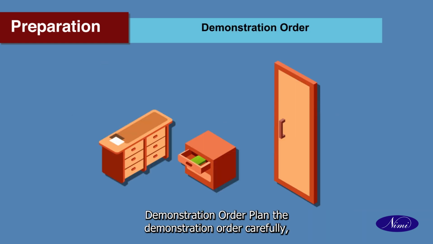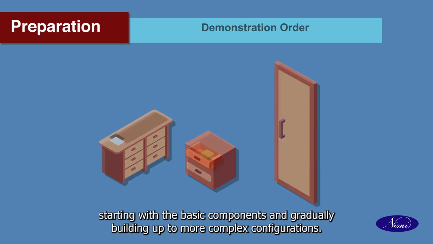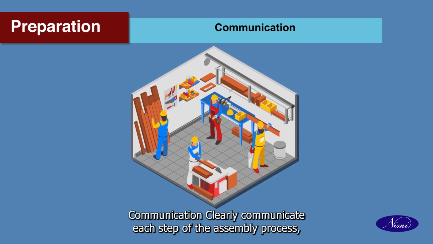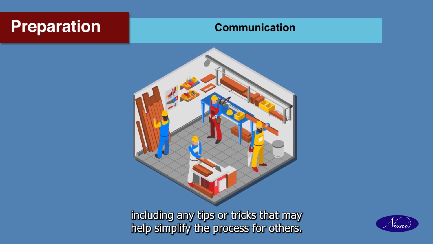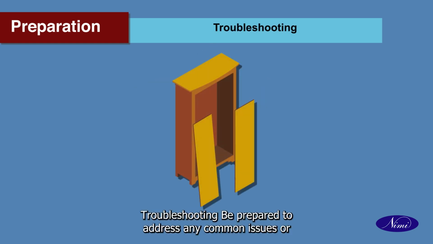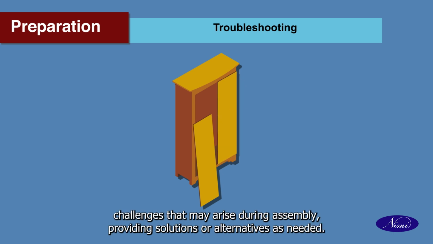Demonstration order. Plan the demonstration order carefully, starting with the basic components and gradually building up to more complex configurations. Communication. Clearly communicate each step of the assembly process, including any tips or tricks that may help simplify the process for others. Troubleshooting. Be prepared to address any common issues or challenges that may arise during assembly, providing solutions or alternatives as needed.